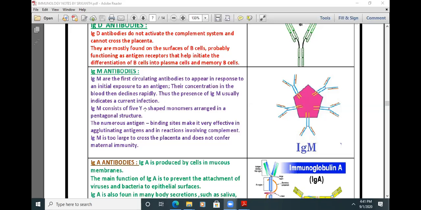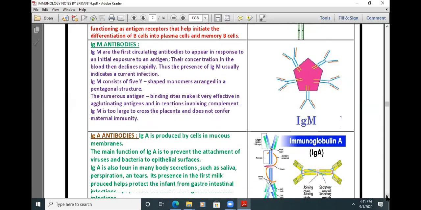IgM consists of 5 Y-shaped monomers arranged in a pentagonal structure that you can see in the diagram. The numerous antigen binding sites make it very effective in agglutinating antigens and in reactions involving complement. IgM is too large to cross the placenta, because it's a bigger one, and does not confer maternal immunity.